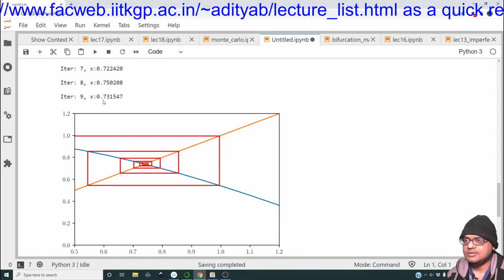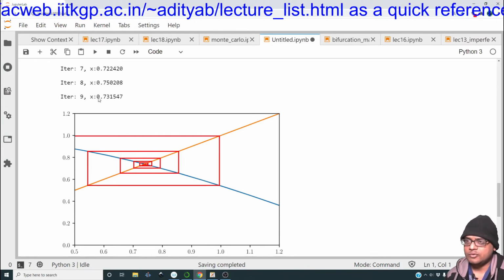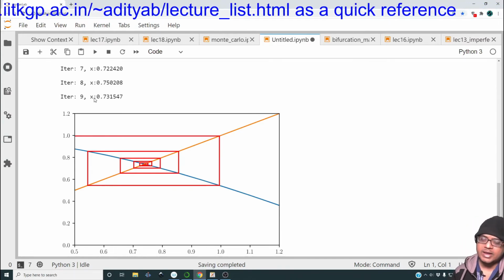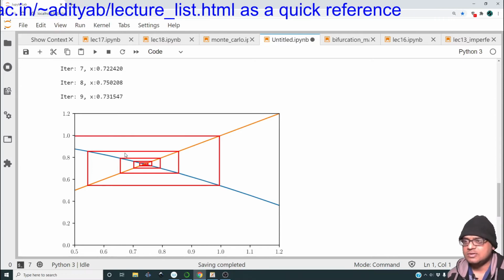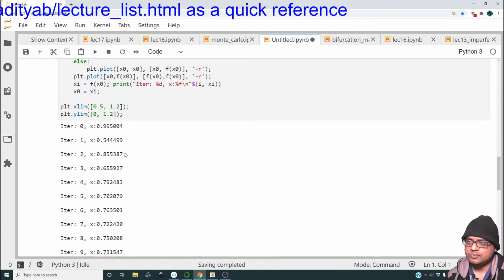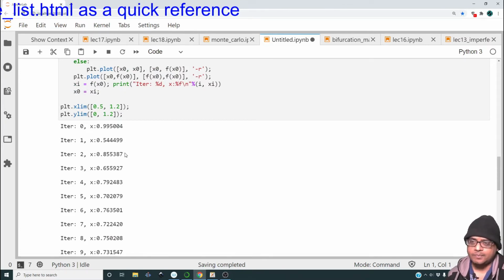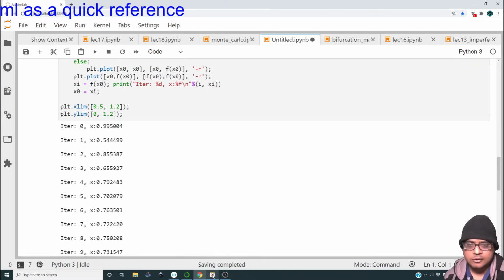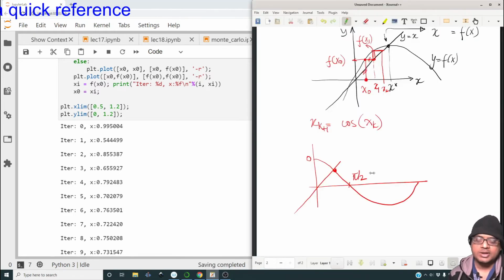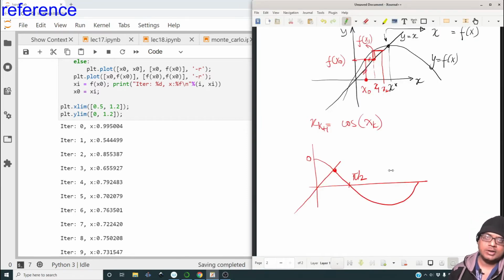So at this point, the slope of cosine, you will find that the magnitude is less than 1. So this is how roots can converge depending on the local slope at the fixed point. And graphically, it is rather easy to figure out what the fixed point should be. But numerically, for the points to converge to the fixed point, you have to ensure that the slope magnitude is bounded by 1.